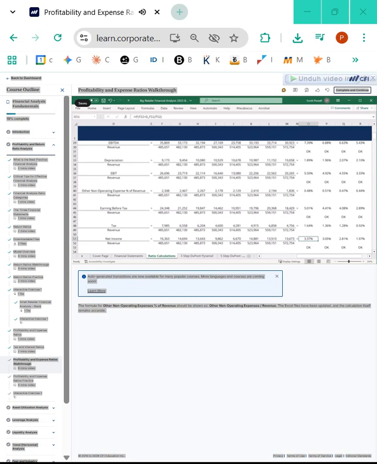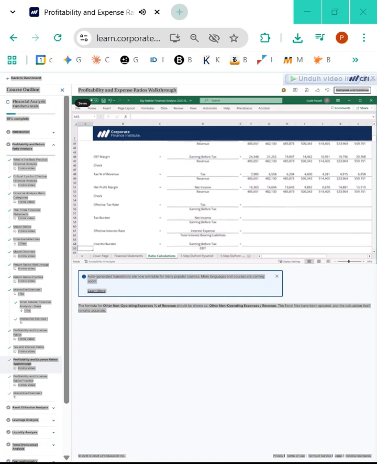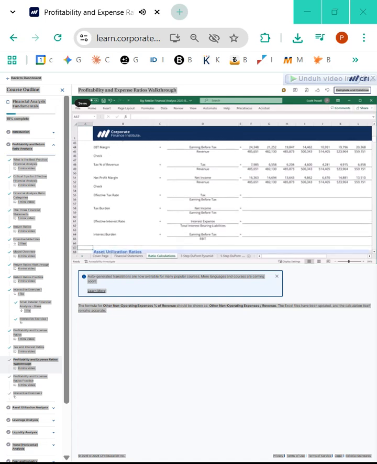Now, we still have a few more ratios to do. And I'm going to scroll down. We have the effective tax rate, the tax burden, the effective interest rate, and the interest burden. And then we're done. So here we already have the tax number. And we already have the earnings before tax. We're going to copy that across.